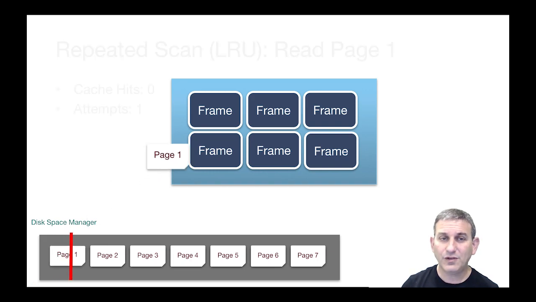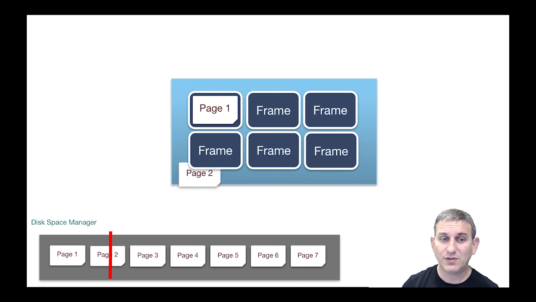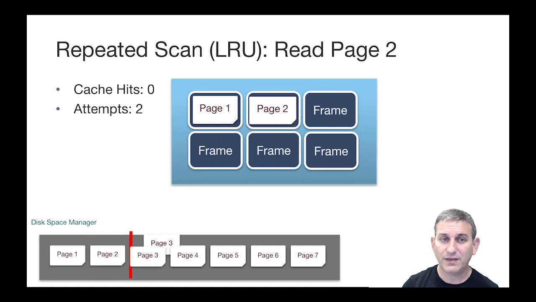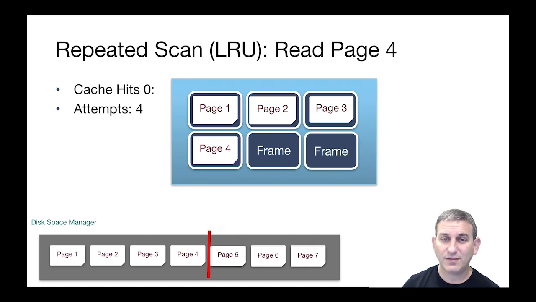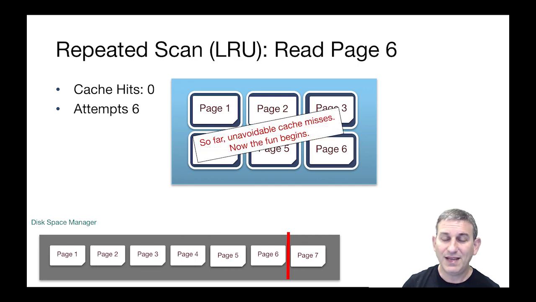All right, well, the first request is to page 1, and so that's a miss. It's not a cache hit because the buffer pool is empty. Page 2, same story. Page 3, same story. Page 4, same story. Page 5, and page 6. Okay. And up to now, there was very little we could do. None of these pages was in memory to begin with, so of course, we had 0 cache hits in these first 6 attempts. But now it gets interesting.